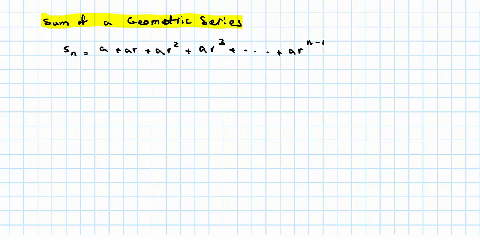Now let's look at the sum of a geometric series. So here I have a series, my first term a, second term ar, ar squared, ar cubed, all the way to ar to the n minus 1. So this series has n terms, and we want to find the sum of all those n terms.